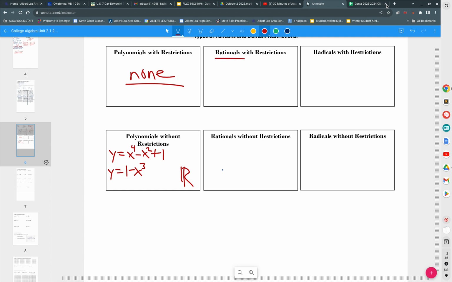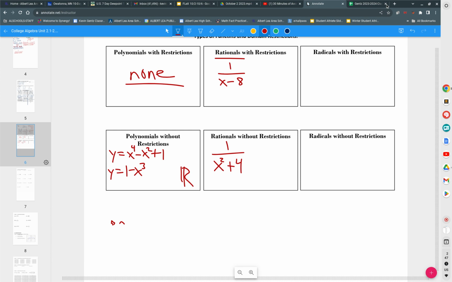Rational functions, well, those are a problem. Suppose you had 1 over x minus 8. What number could you not plug in for x? 8, because that will give you 0 in the denominator. That causes a problem. But people often say, well, if it's a fraction, then I know I'm going to have a problem. There are some that don't have an issue. For example, 1 over x squared plus 4, that doesn't have any issues, because there's nothing you can plug in for x that would make it 0.